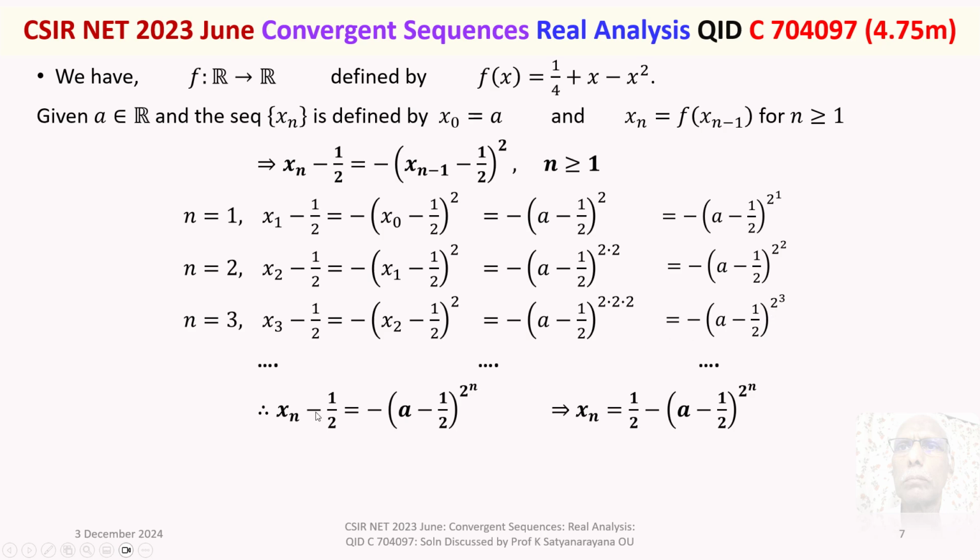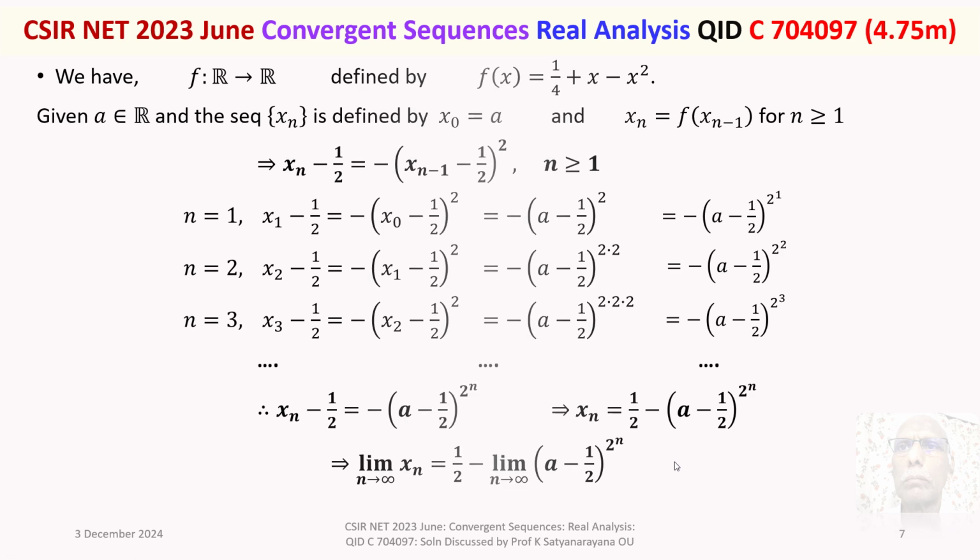Send this minus half from the left hand side to the right hand side. So this will imply xn is equal to 1 by 2 minus (a minus 1 by 2) to the power of 2 power n. Take the limits on both sides. Limit n tends to infinity of xn is equal to 1 by 2. There is no n in this, therefore it is independent of n, therefore the limit will not come here. Minus limit n tends to infinity of (a minus 1 by 2) to the power of 2 power n.